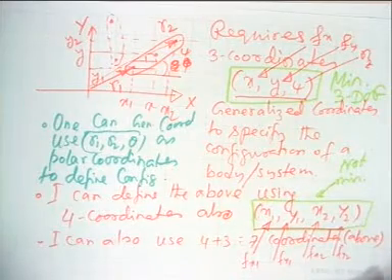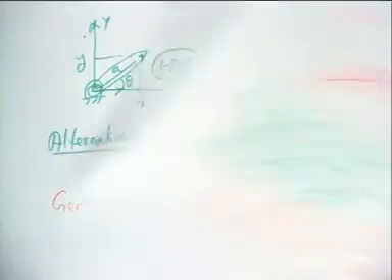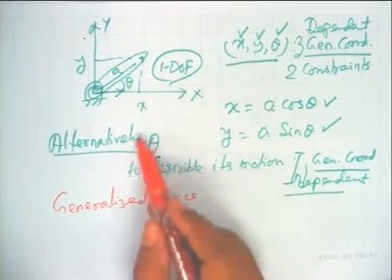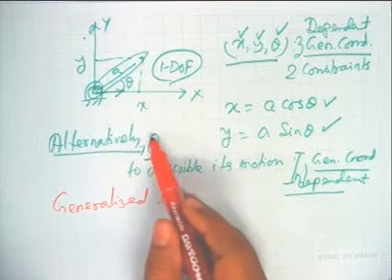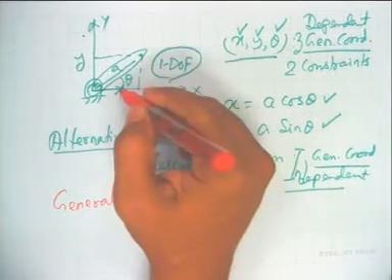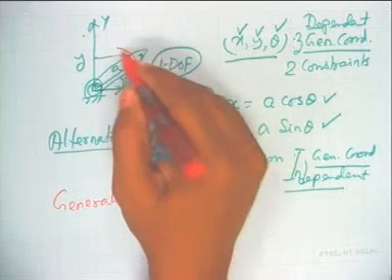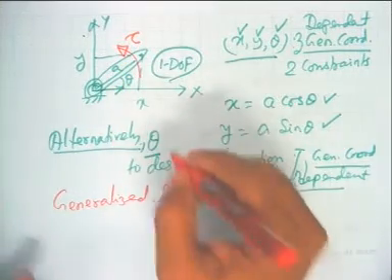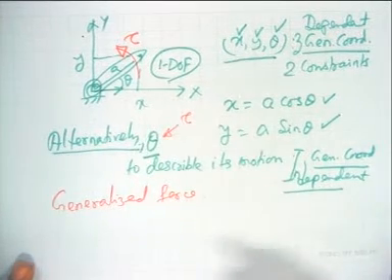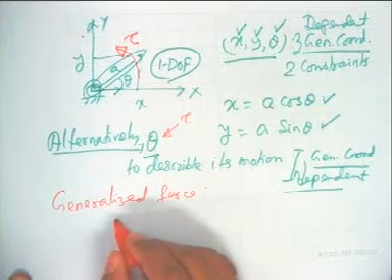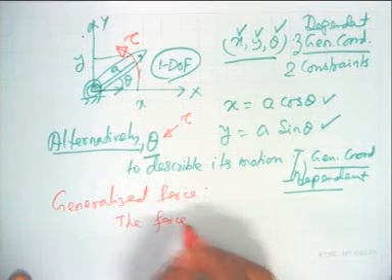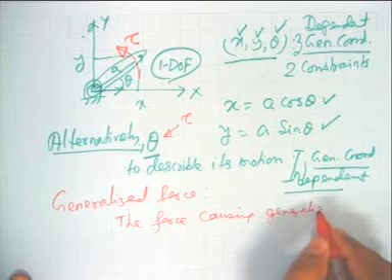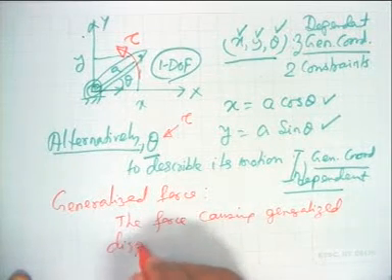So, now coming to that hinge example, here if I choose this theta as my generalized coordinate, who will cause this theta? A rotational torque can cause this. So, corresponding to this, I can have a tau as a generalized force. So, generalized force is the force causing generalized displacement.